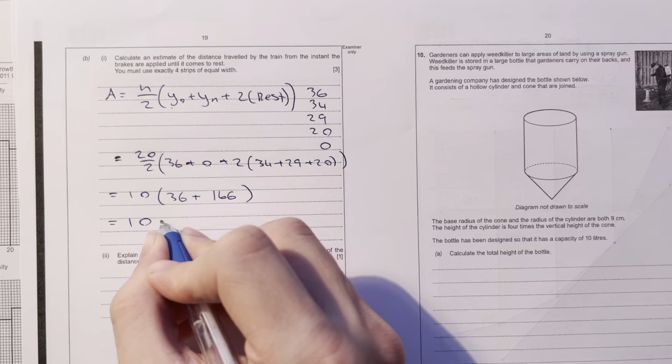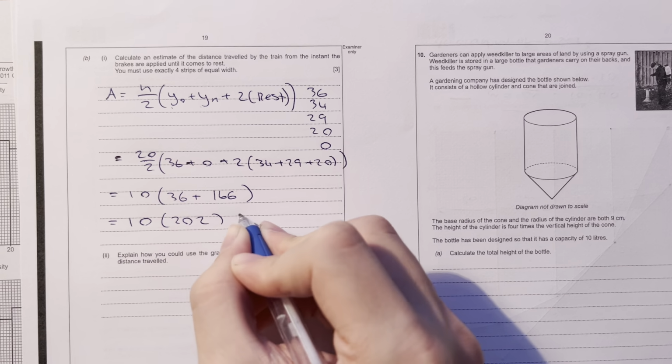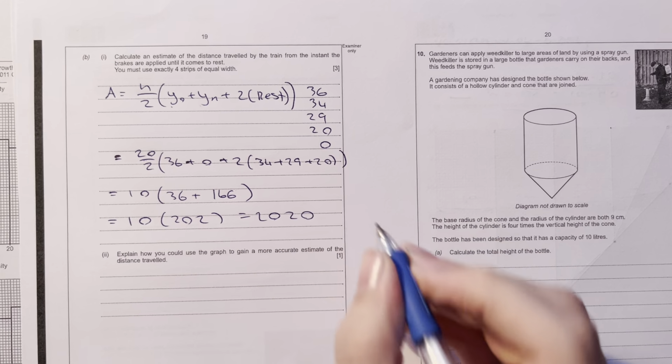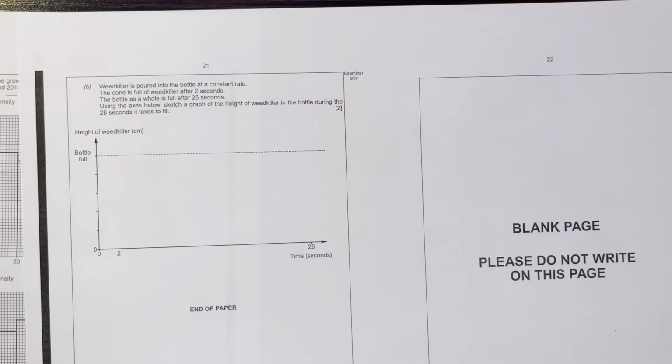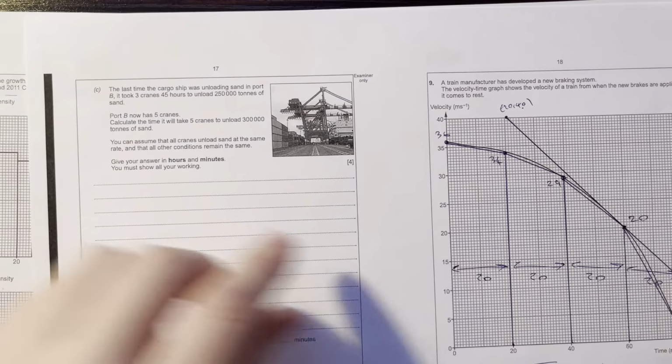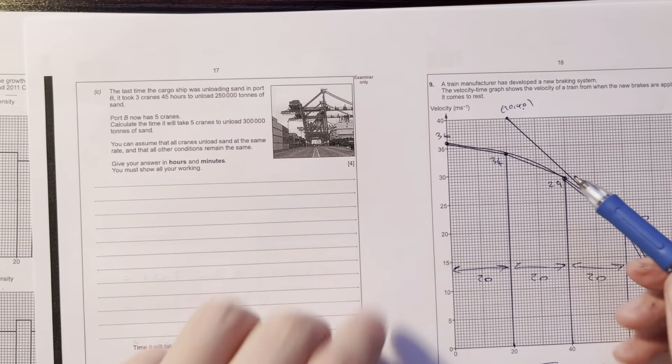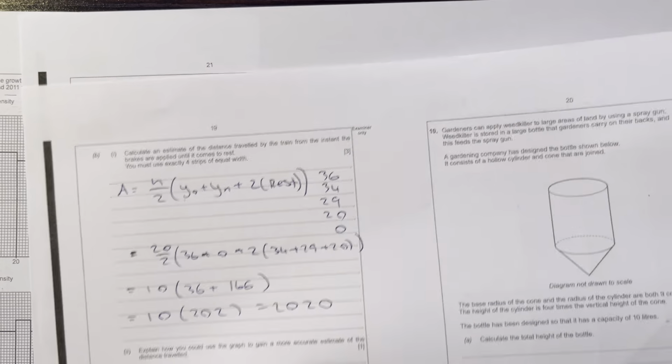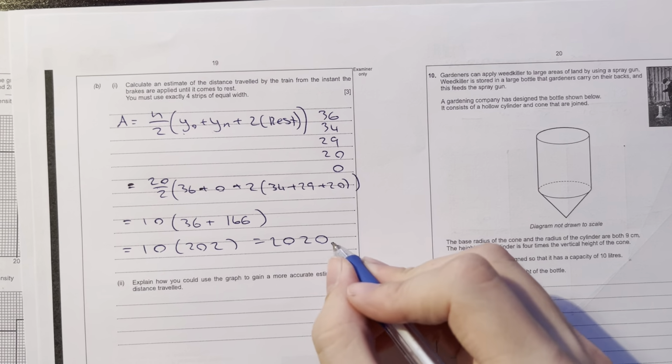So that's 10 times 202, which is going to be 2020. And again, just checking the units. If we go back, this was velocity given in meters per second, so the distance we're going to get is going to be in meters.